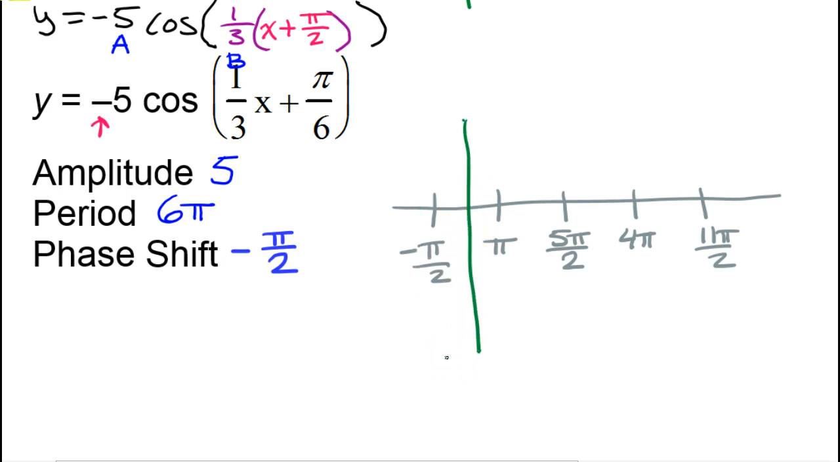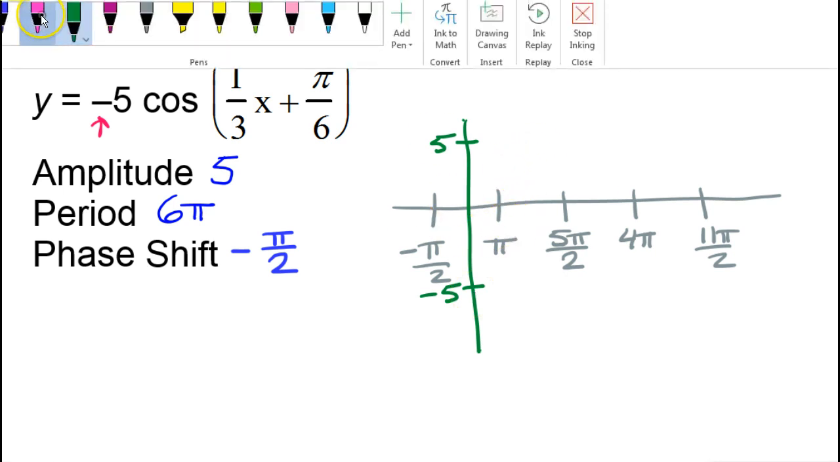Okay, so there's my y-axis. Now, the amplitude is 5. So that means it's going to have a maximum value of 5. There's no vertical shift, so the midline is still the x-axis. So if I go up 5 and down 5, this is -5, that should be the high and the low. So I think that's it. I think it's time for me to draw the graph now.